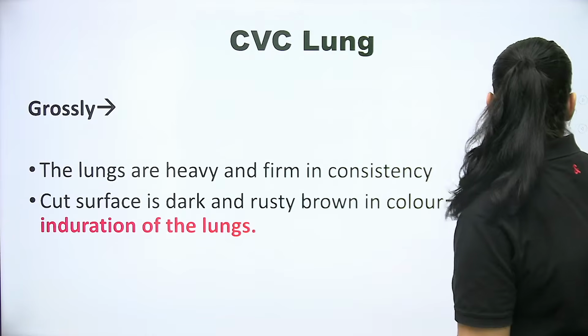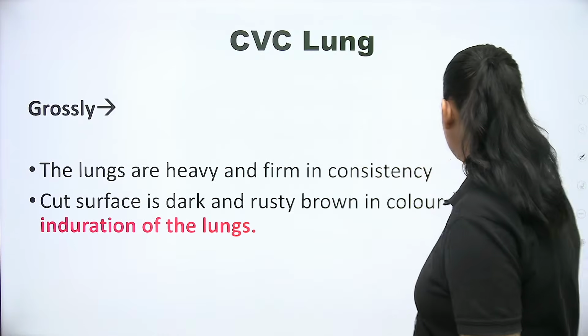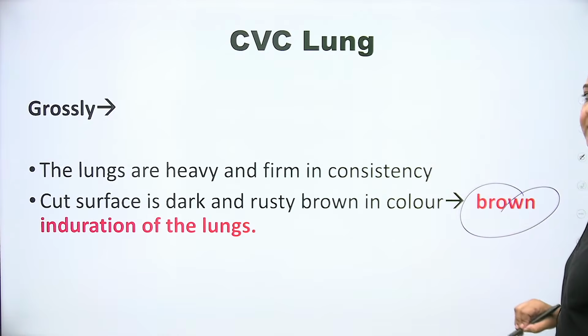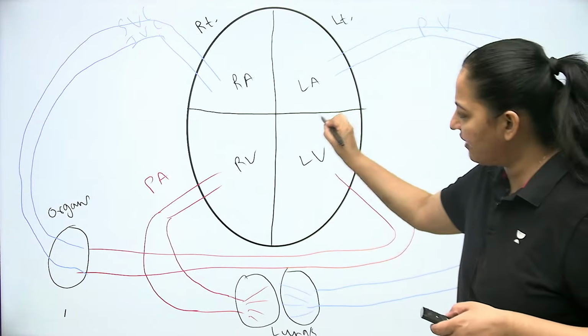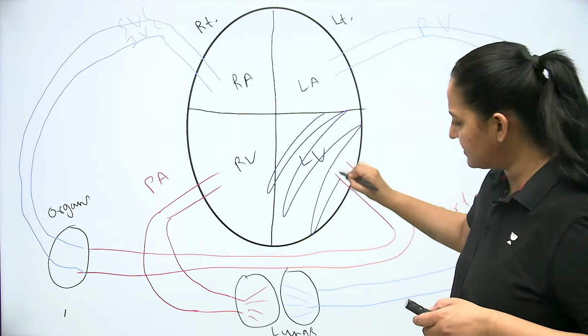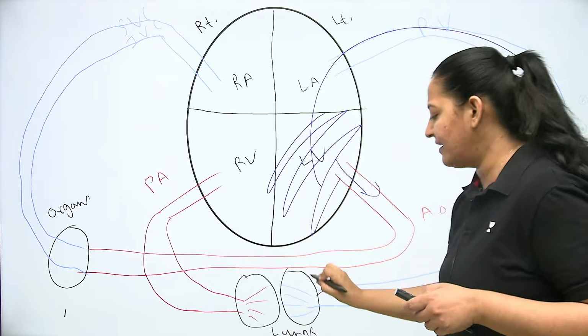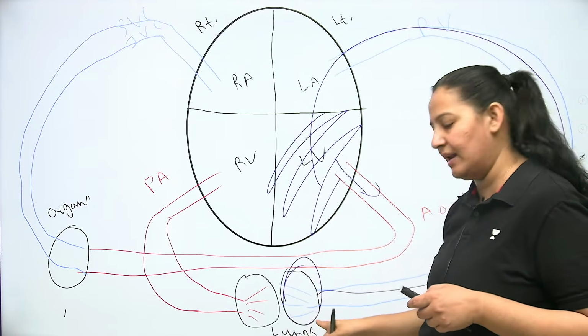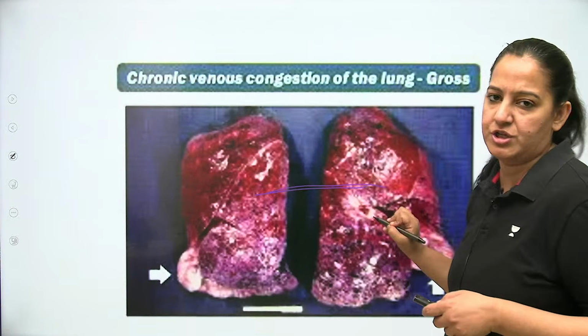In the gross, write down only one word. What is that? The lungs will become brownish in color. I will tell you the reason for the brown also. Brown induration of the lung. So it occurs in left heart failure. In left heart failure, blood is not going ahead. It is going backward, and it is accumulating in the lungs. That is CVC lung. That is brown induration of the lung. That is the gross.